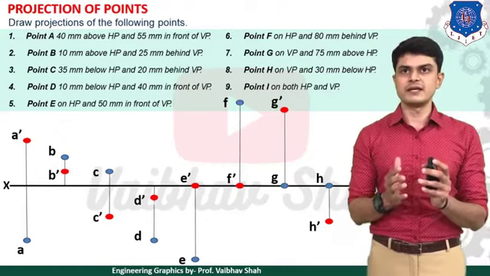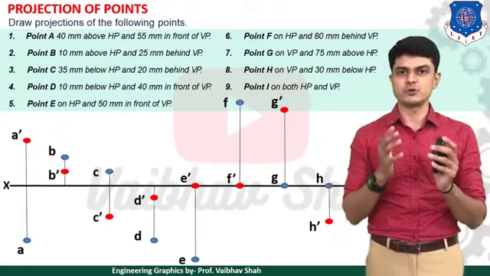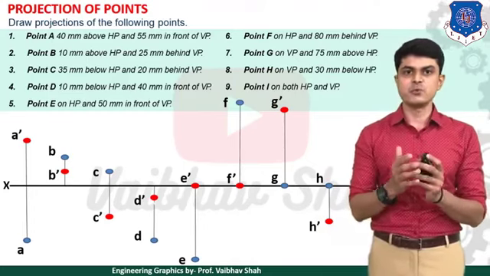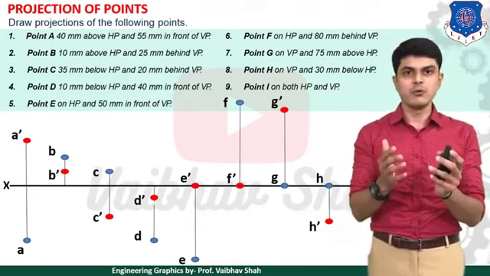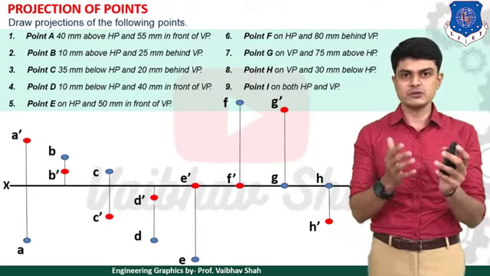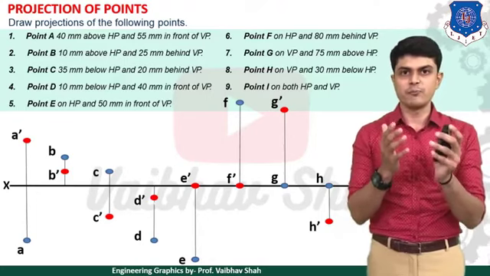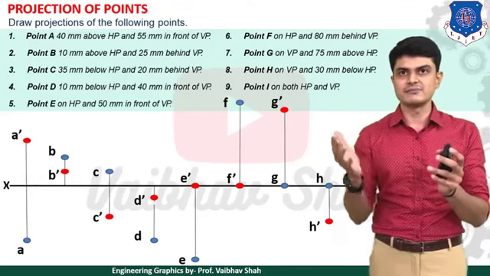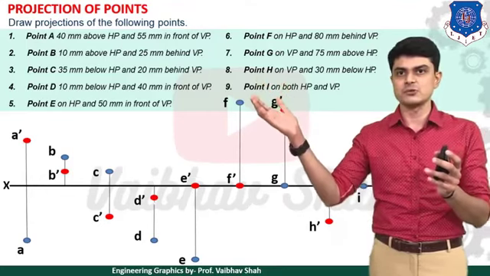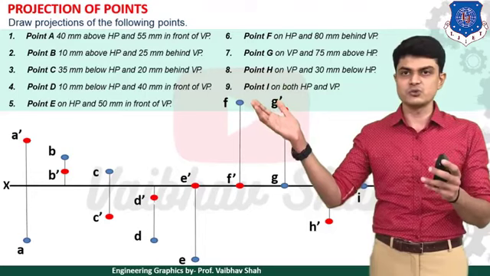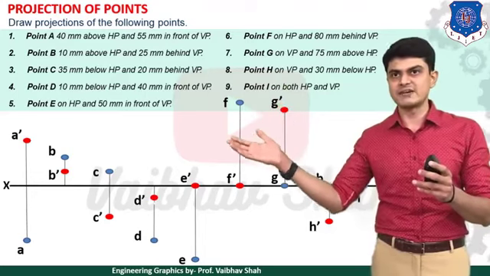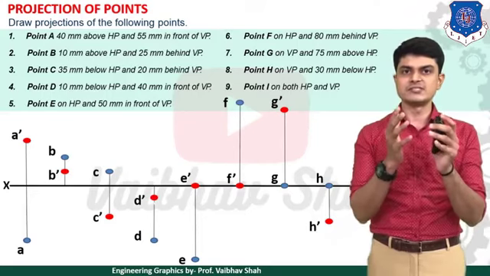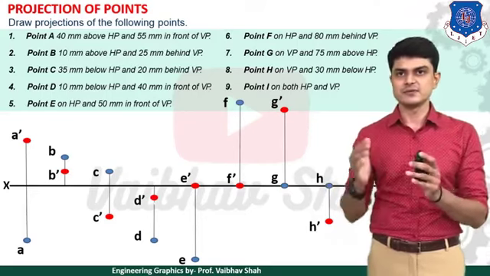Then after, we are dealing with 25 mm behind VP. So your point B is 25 mm behind VP. Behind VP means what? It is also the answer above XY line. So we need to draw your point B without any dash, which is also above XY line, because behind VP also means above XY line. So we need to draw this point B, which is 25 mm above XY line. So you will have your point B dash and B on the same vertical line like this.